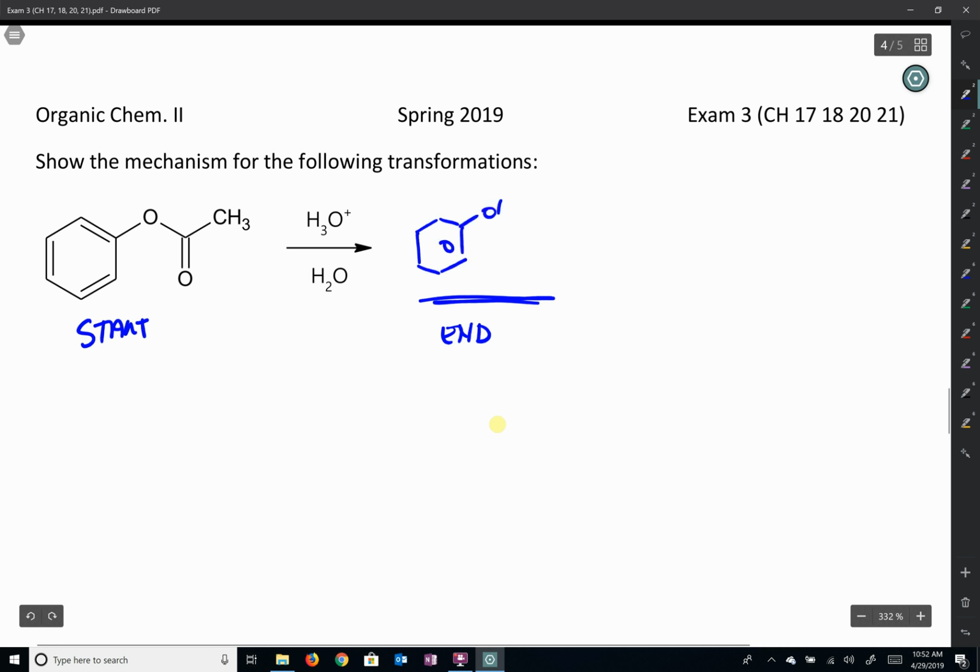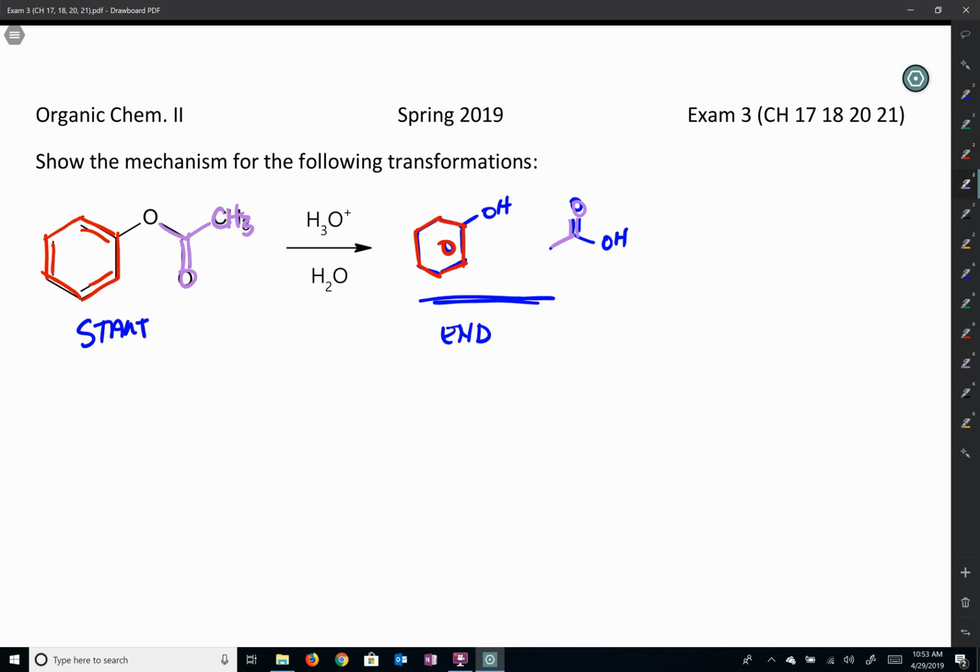So if we hydrolyze an ester, we know we're going to make the carboxylic acid and we're going to make the corresponding alcohol, right? And if we wanted to be complete about this, I guess we could fill in some colors here just to know where everything comes from. So the purple and the red, those are the pieces that are coming together.